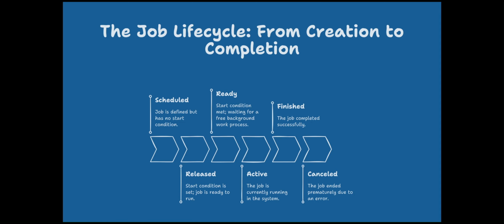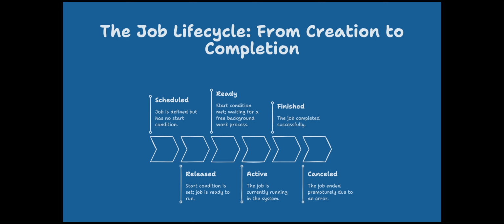Then the job life cycle from creation to completion. What are the different statuses of the background jobs? Scheduled, released, ready, active, finished, cancelled. Once you schedule it, it will show as scheduled. When you release it, it will be ready for running. Once it meets the condition that you have provided to the system, whether date, time, whatever it is, it will start running.